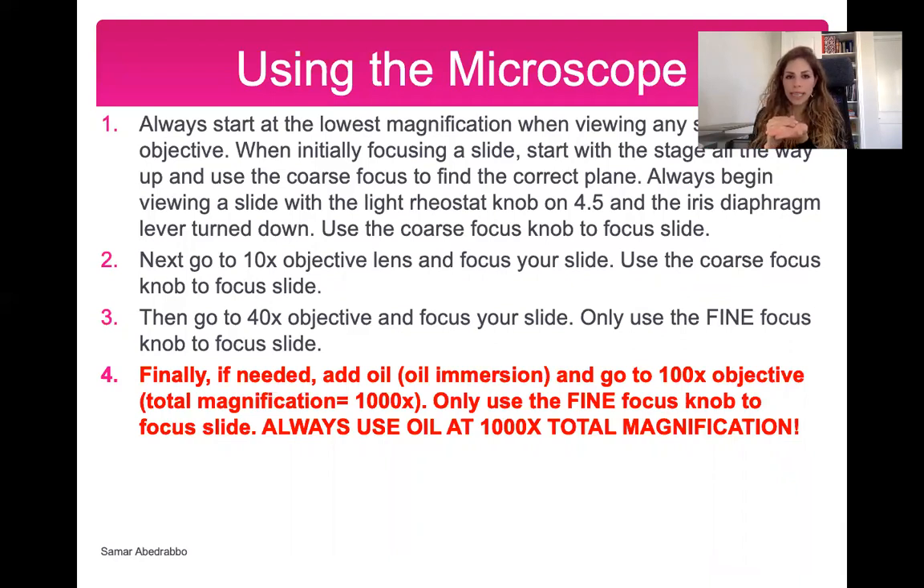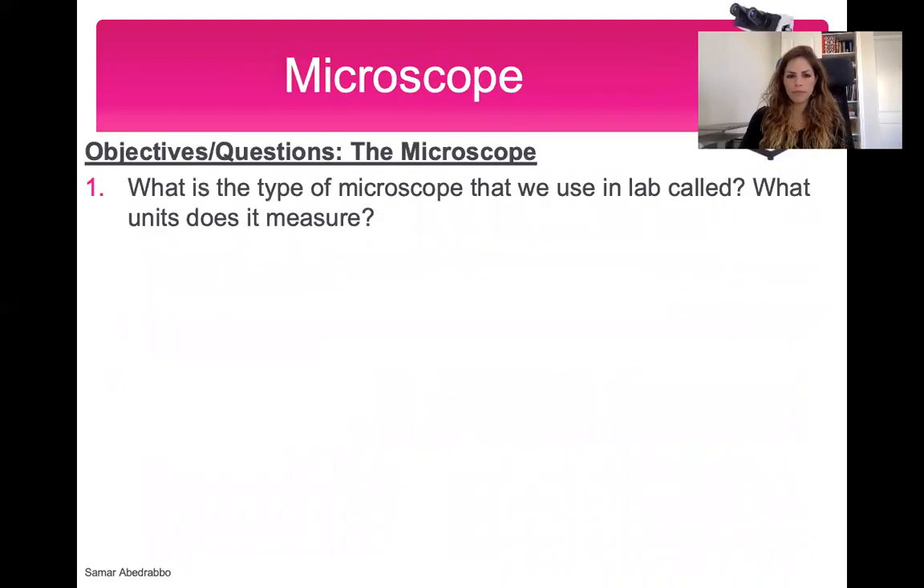You focus the slide using the coarse focus knob that brings the slide up. Then you go to the next highest objective lens, which is 40x. And then finally, when you're looking at bacteria, you go to the next highest objective lens, which is 100x. With this one, you use oil, and then you use the fine focus knob to focus your slide.